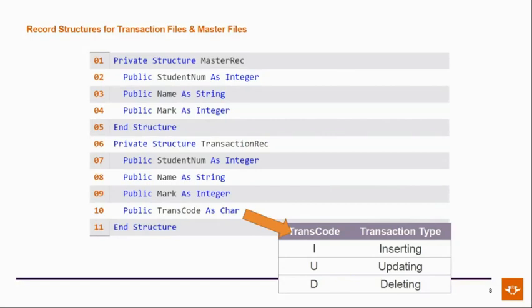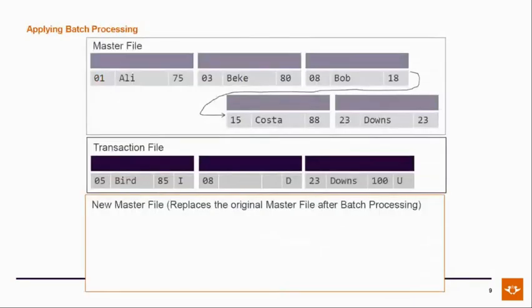So 3 commands, but information that goes along with those 3 commands. So that's just the basic record structures that you need to be aware of. And we've got an example over here. In this case, we've got an example of our master file and our transactional file. And then we have a new master file. This will replace the original master file.